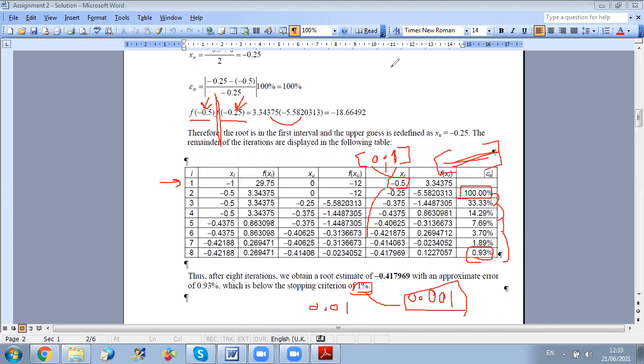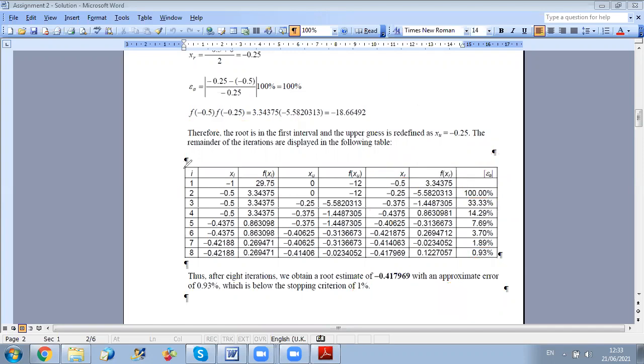Yes, doctor. So here you can find how many iterations are needed by doing the procedure, and I will continue to iterate until reaching the desired point. Okay. Now, another problem.